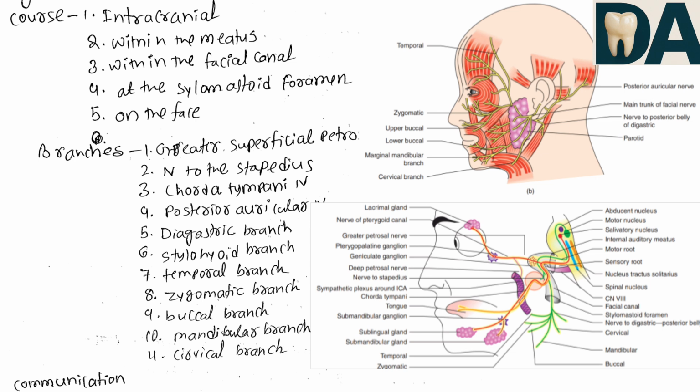Marginal mandibular nerve. This runs below the platysma muscle and innervates the muscles of the lower lip and chin. It also communicates with the mental branch of the inferior alveolar nerve. Cervical branch. These lie below the platysma and give off multiple twigs over the lateral aspect of the neck which supply the platysma muscle.